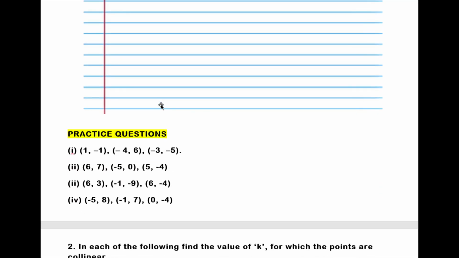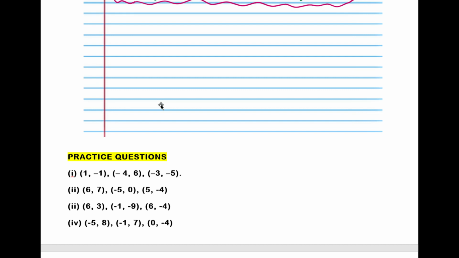Students, few practice questions for you. Do solve these questions so that it will be easy for you to remember and also to solve in the exam. There are 4 practice questions are there. Do solve all the questions.